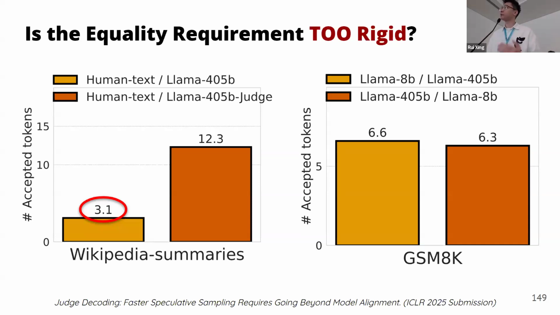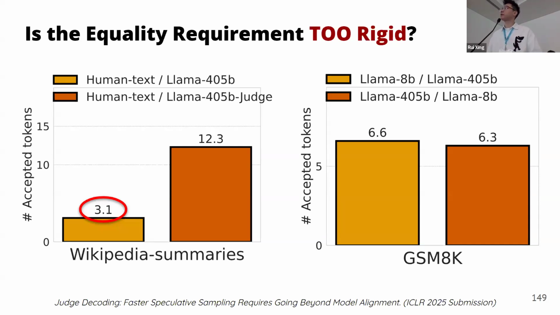The authors conduct a very interesting study to see, under this equality requirement, the most strict requirement in speculative decoding, which requires exactly the same outputs, how well can we build an optimal draft model?